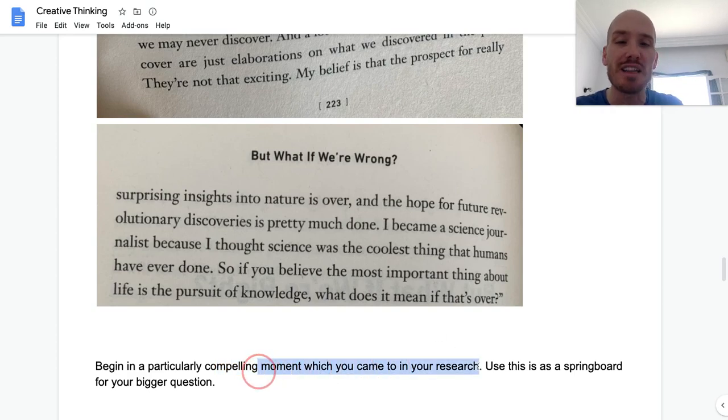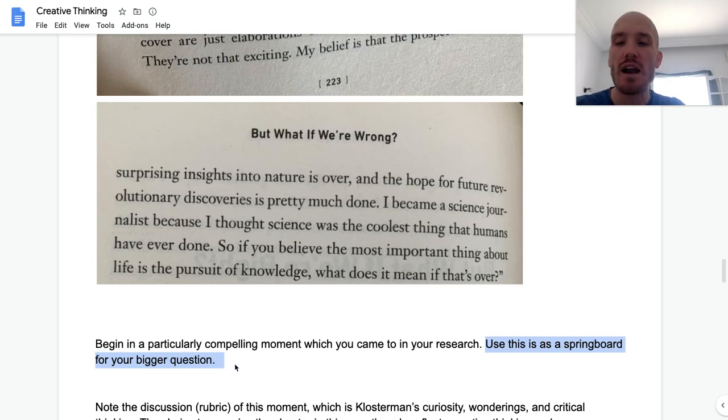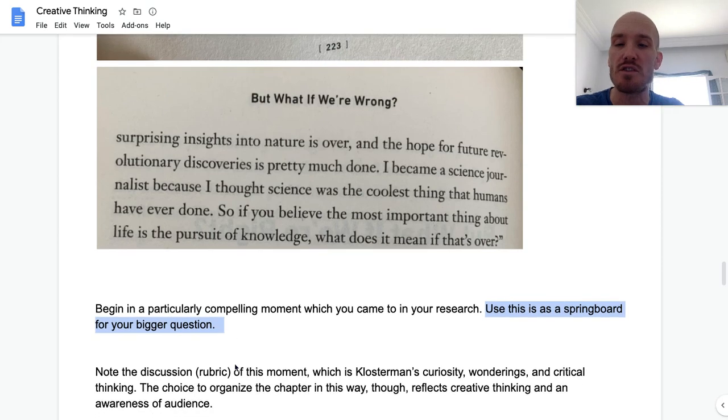Now, as a journalist, this research was more primary research, right? Whereas Greenblatt is looking at letters from ancient Rome, Klosterman is talking to a writer who got fired from the Scientific American. But it's still research, and the chapter begins with a particularly compelling detail or moment from that research. And like we've seen elsewhere, we see here Klosterman using this as a springboard for bigger questions. And that's a technique that you can use as well.